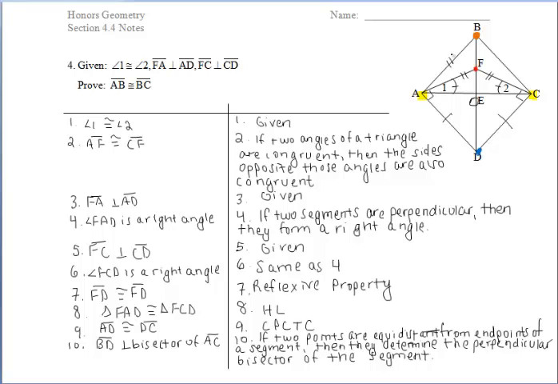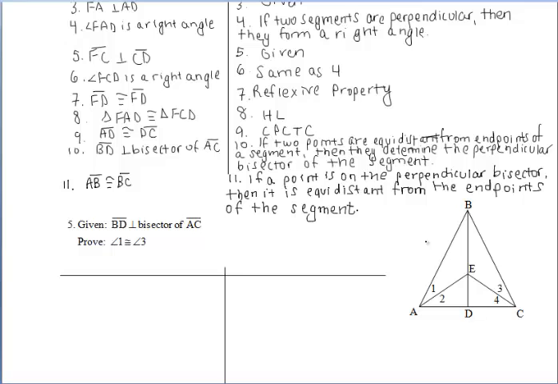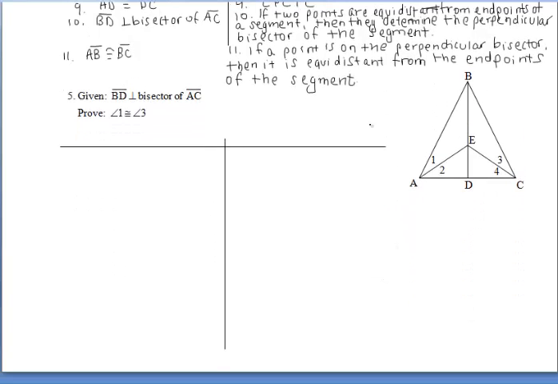And since that orange point B lies on the perpendicular bisector, then it must also be equidistant from the endpoints of the segment, or those yellow points, which would then result in those two segments being congruent, segments AB and BC, because if a point lies on the perpendicular bisector of a segment, then it is equidistant from the endpoints of that segment.